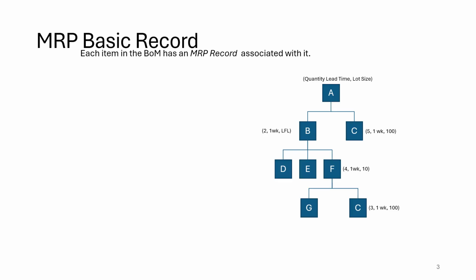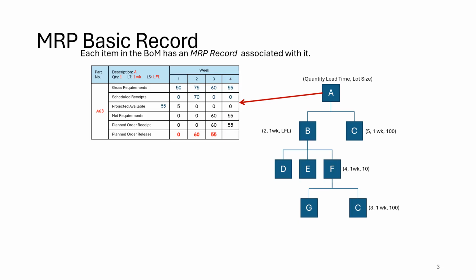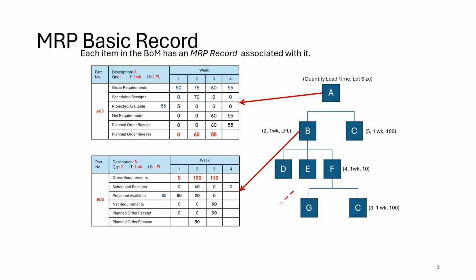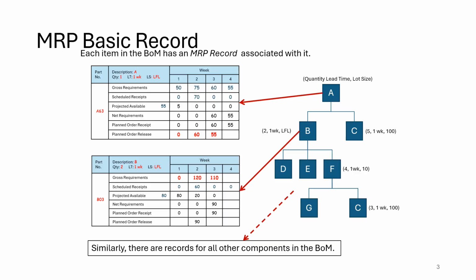You look at the top level assembly, which is assembly A. It has a basic MRP record associated with it. The MRP record has components like gross requirements, scheduled receipts, and so on, all the way to planned order releases. And similarly, each and every subassembly or each and every part within your BOM will have a basic MRP record associated with it.